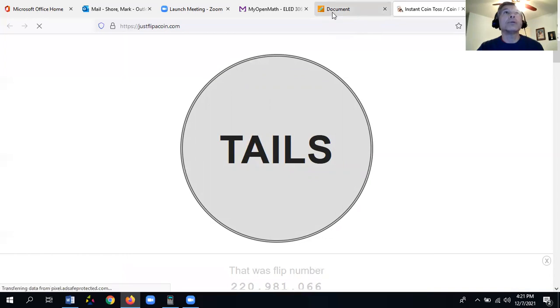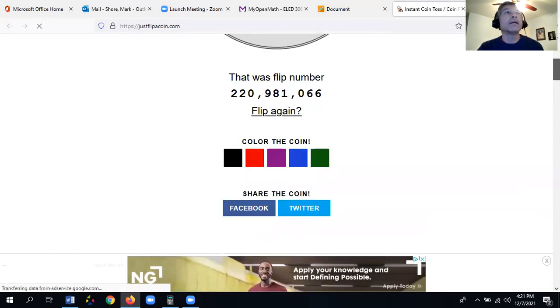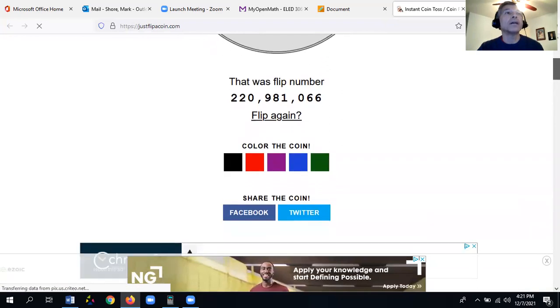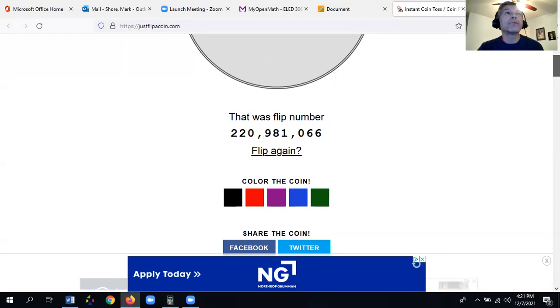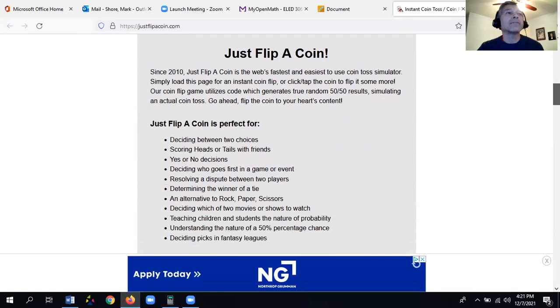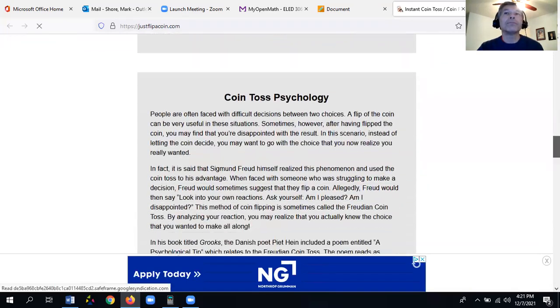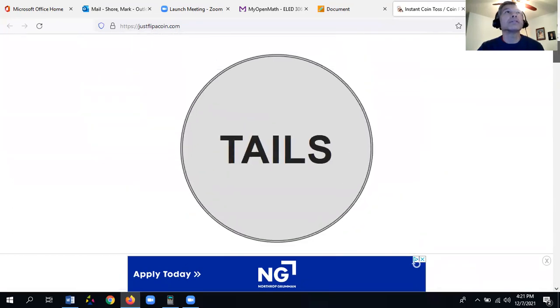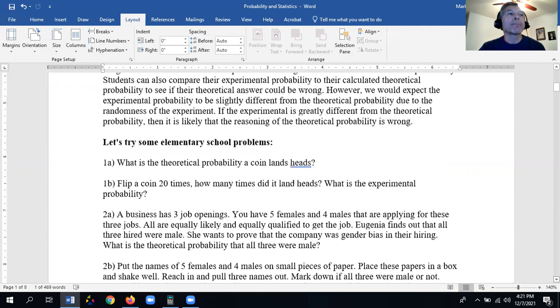So that's the coin toss. I'll see if I can find one that tosses more than one coin, but, oh, there we go. Let's see. You can change the color of the coin. Flip number, flip again. And, well, I'd like to find one that maybe flips more than one coin. I'll see if I can find that. So a lot of information there about coin tosses. So let's go ahead and go back to the notes. And that's just an example, probably our easiest example of this.